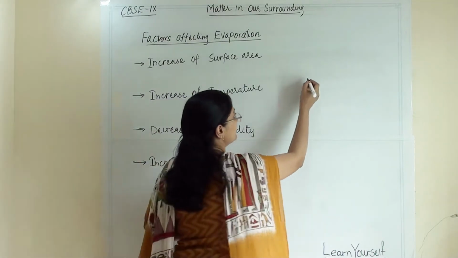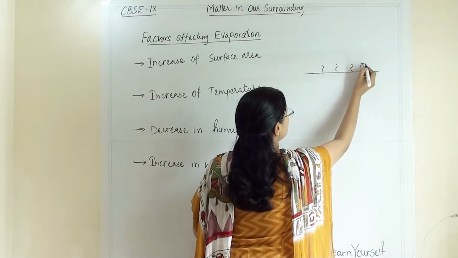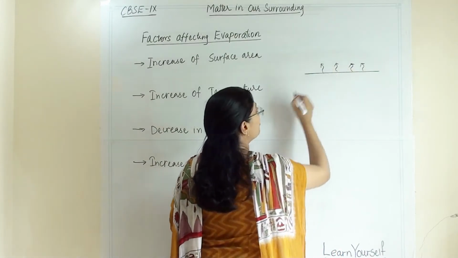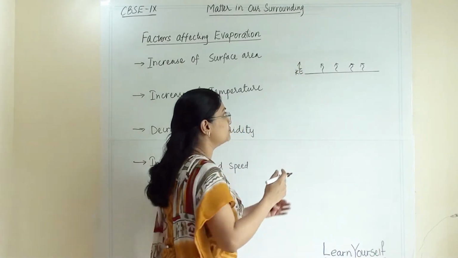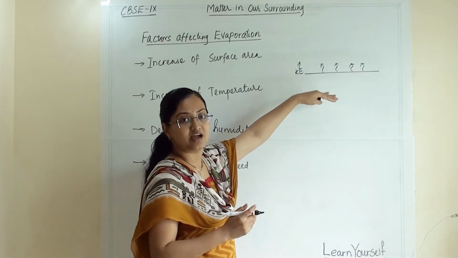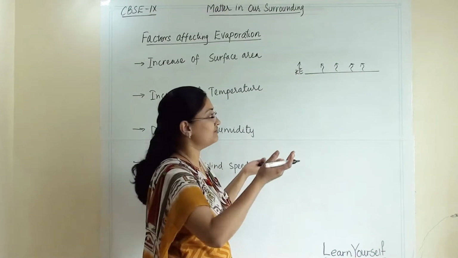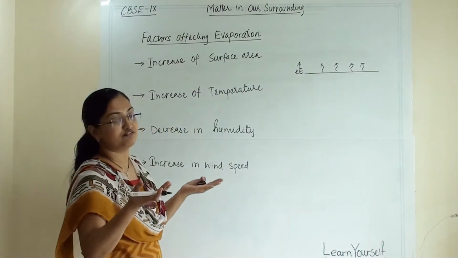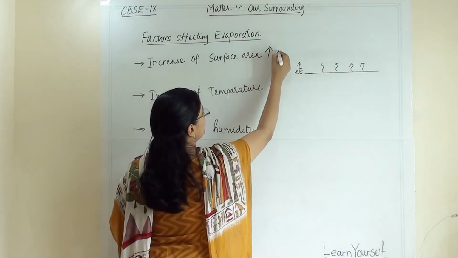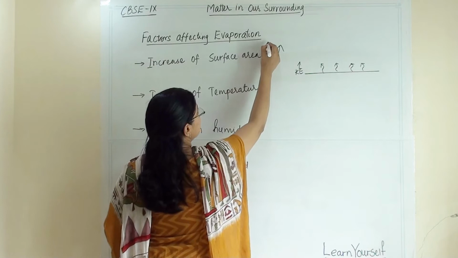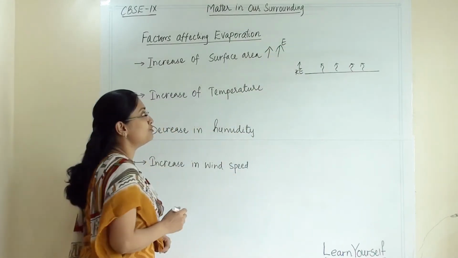Why? Because earlier we have studied that it is a surface phenomenon, and from the surface the particles will move away because they have higher kinetic energy compared to the particles lying underneath. So as the surface area widens, the evaporation rate will be faster. As surface area increases, the evaporation rate will also increase.